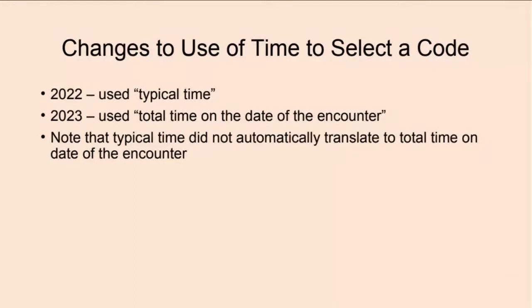Okay, now notice also that for 2022, some of the codes refer to typical time. In this case, it says total time. It's nothing typical. It's just this is how much time, and it's on the date of the encounter. Note that the typical time used in 2022 did not automatically translate to the same amount of time on the date of the encounter. So if you have superbills that have time listed on them, you need to double check those and see if the time has changed.